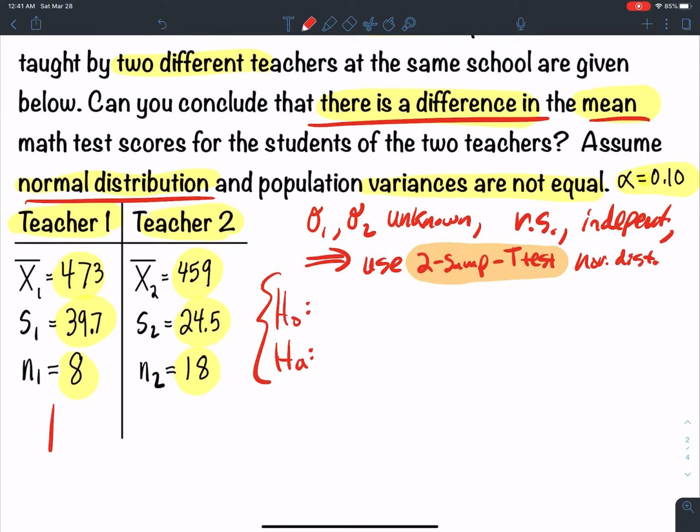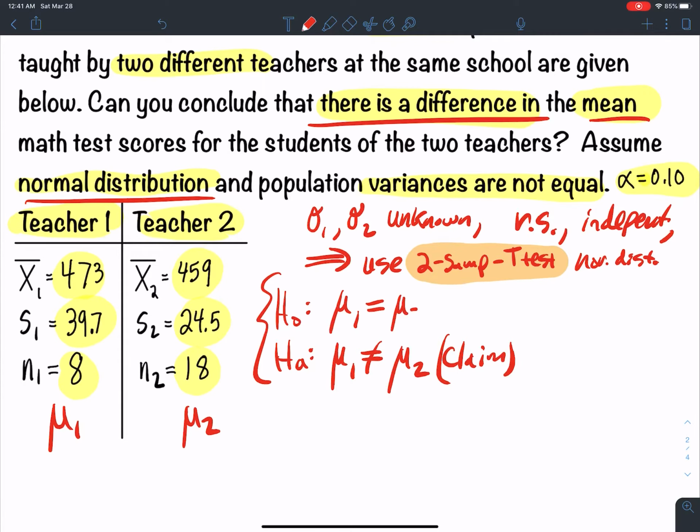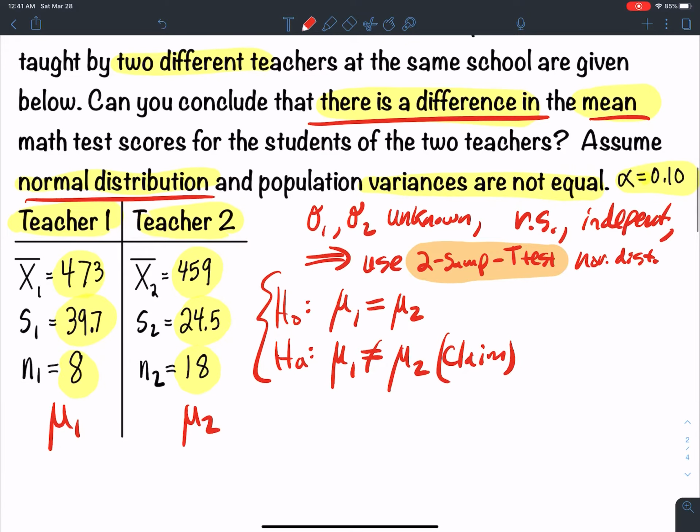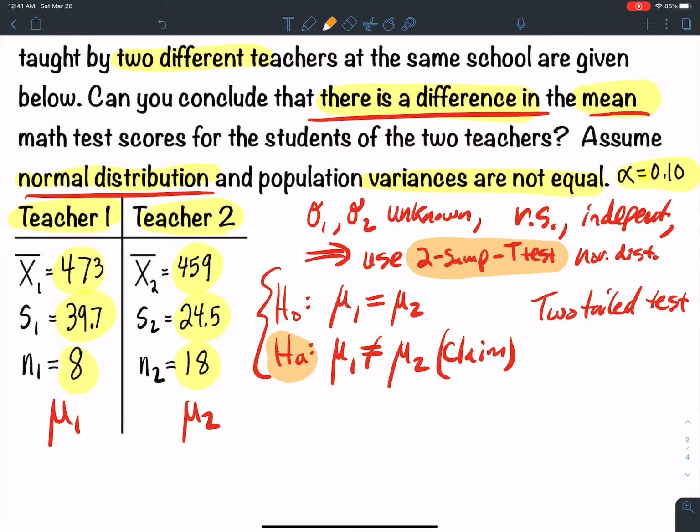Okay, so maybe this is mean 1 and this is mean 2. So is there a difference? That's my claim. So the Ho is the opposite of that: mu1 equals mu2. It's a two-tailed test. Okay, not equal to. The Ha tells me the type of test. It's two-tailed. Okay.